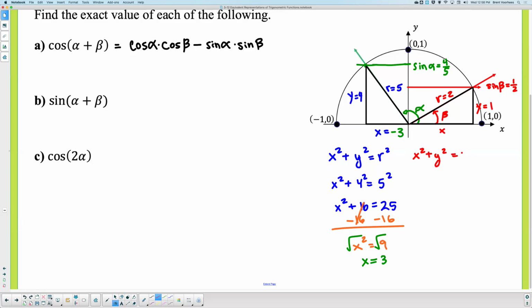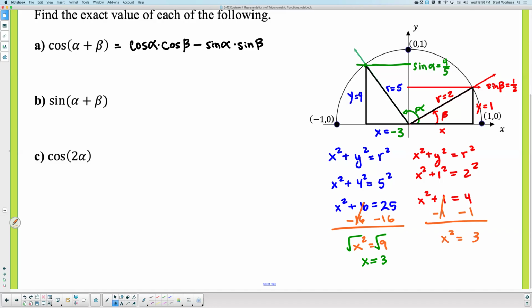X squared plus y squared equals r squared. We don't know x. We do know y. We do know r. So this will be x squared plus, what's 1 squared? 1 equals, what's 2 squared? 4. What's our one step of algebra? We subtract 1 on both sides. So x squared is 3.